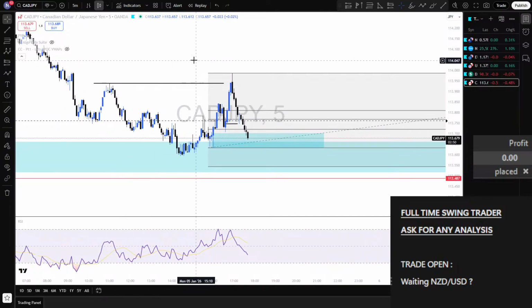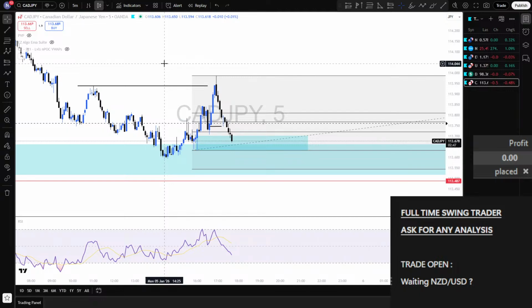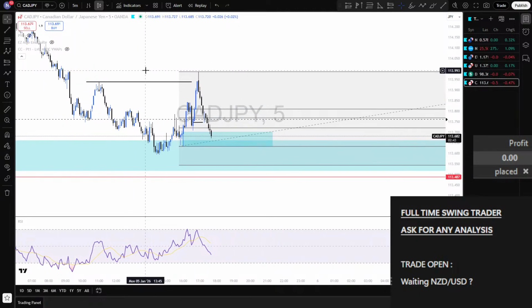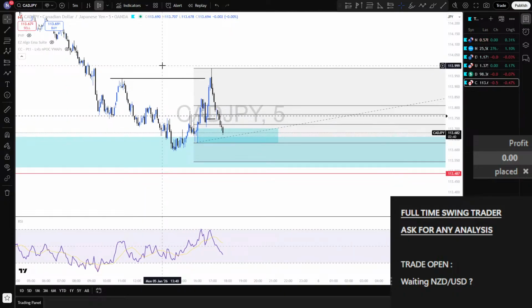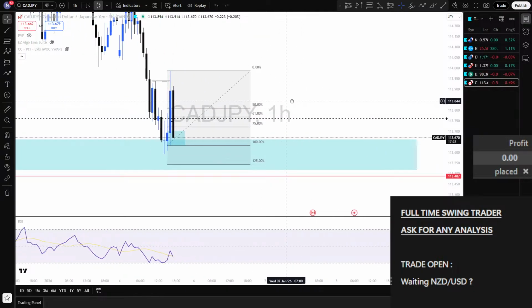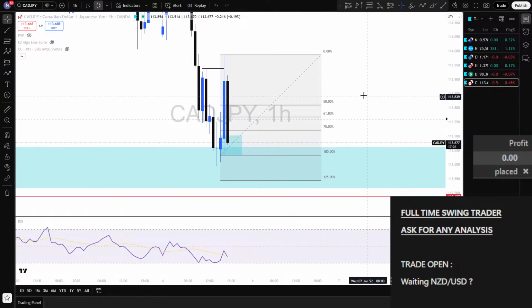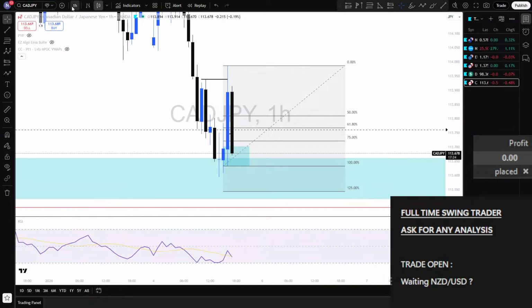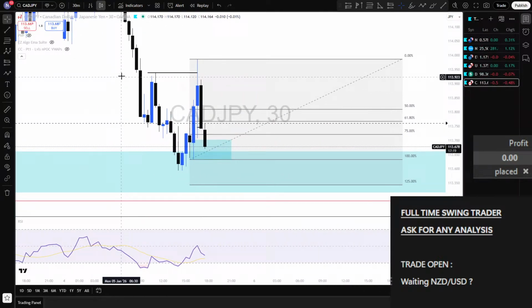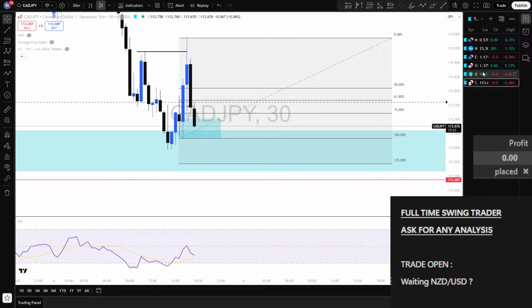CAD JPY, like our friend said, indeed keeps going down. But like I said, if we go down, it's not giving me my confirmation anyway. That's why it's never a good thing to pre-shoot.